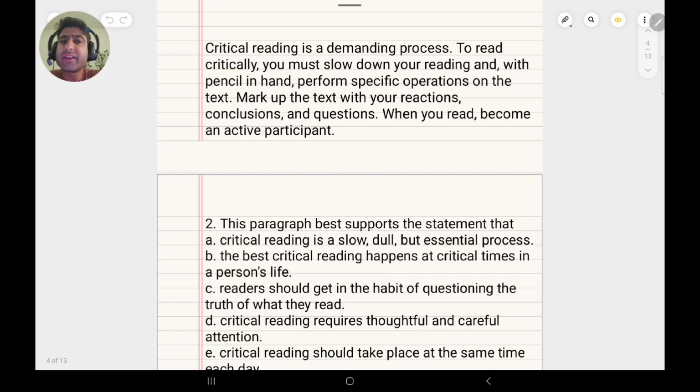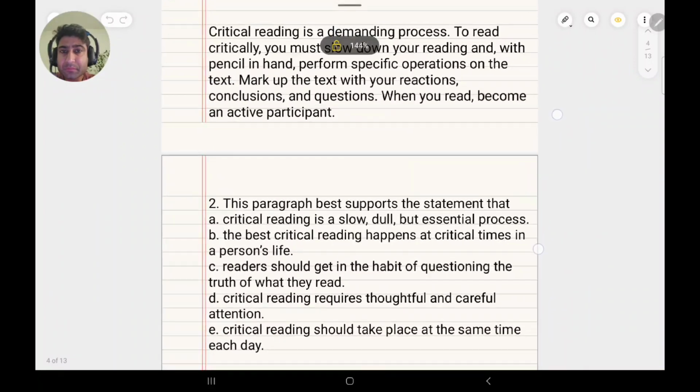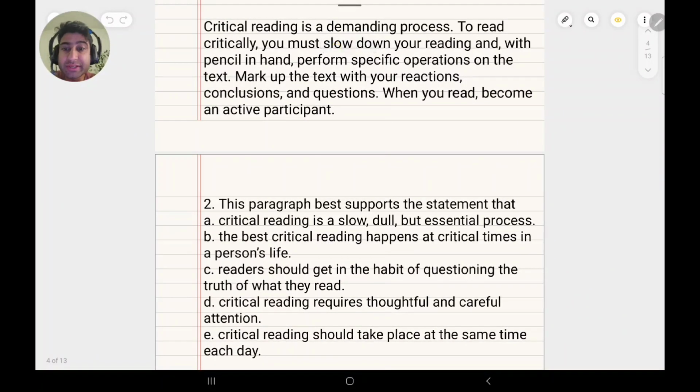So they're talking about critical reading, right? Now let's jump to the second point. I hope you're able to understand everything, right? Read everything. Now let's do the same process which we followed. This paragraph best supports the statement that critical reading is a slow, dull, but essential process. No word has been discussed about dull or slow, right?